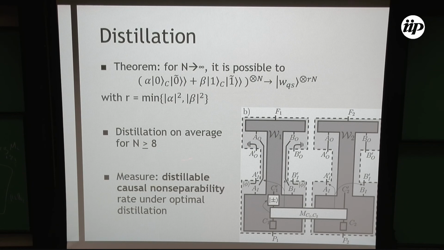We can do distillation on average, just like Ranieri said. If we take just 2 copies, we might just lose our state. But if we have 8 copies or more, we're going to be distilling on average, so we're going to be on average closer to the quantum switch than we were before. And we can define the distillable causal non-separability based on this rate, or on the optimal rate that could be achieved with this kind of process.